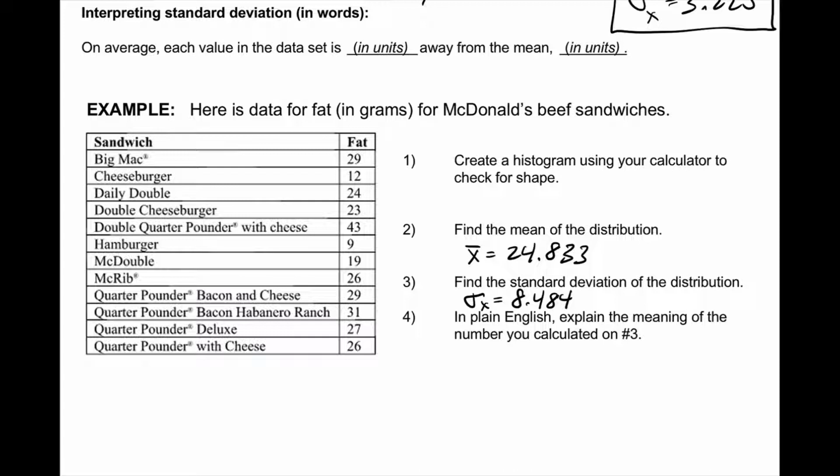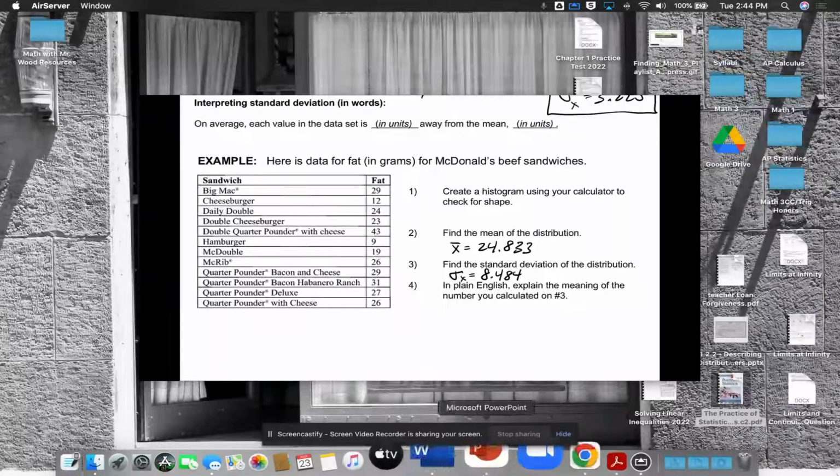Yeah, Danya? There you go. So you need to have the numbers in one of the lists, L1, L2, L3, whatever list, right? And then you go to stat, and then you go to calc. Let me pull up my calculator here.